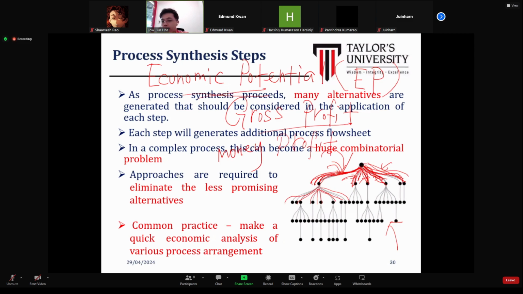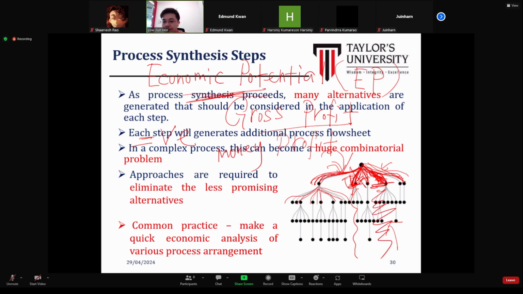If the economic potential is a negative value, that means we cannot get any money from this process. So if we try to produce a product by using, let's say, the second method here, but the economic potential after we calculate is actually a negative value, that means at the end we cannot make profit. We rugi. So in that case, what we can do is directly ignore the second process here. Then we can terminate here, and no need to proceed further. If the third one is also negative, we cannot make profit, then we can also terminate here.